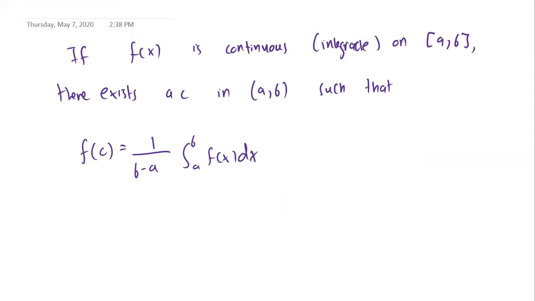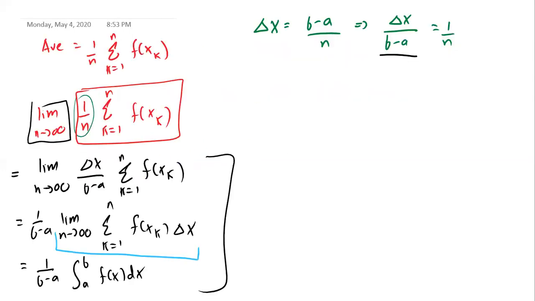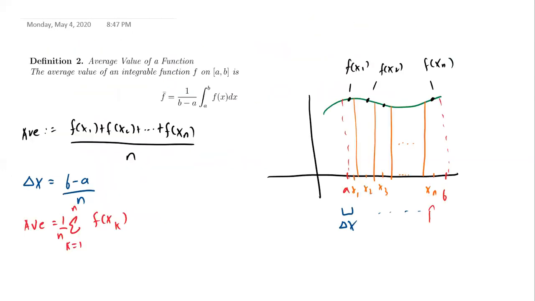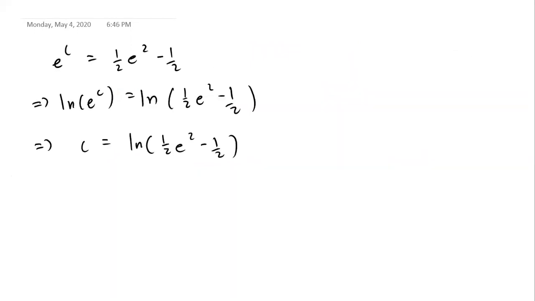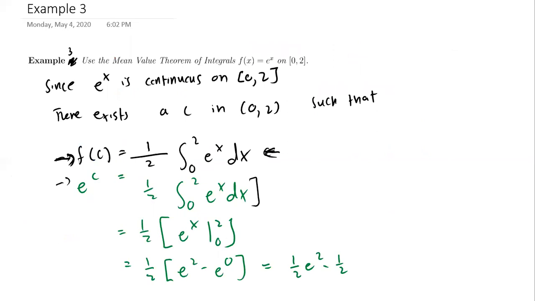And of course, we did an example of this in section 5.4. Where is it? Yeah, so here it is. Use the mean value theorem of integrals for f of x equals e to the x on 0 to 2. So basically, you just want to set up this equation: f of c equals the mean value or the average value, and then just simplify everything and solve for c.